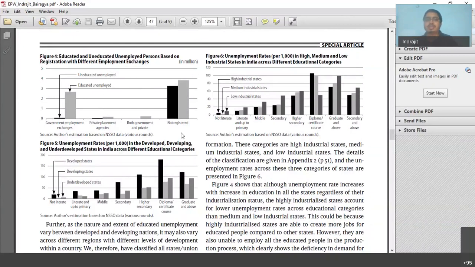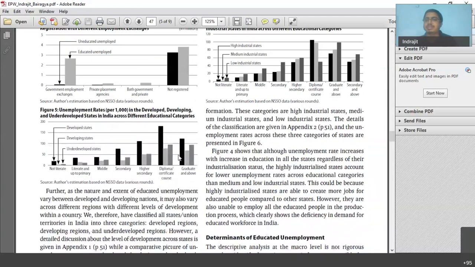employer and employees. But still, after registering, a large number of people remain unemployed. So the effectiveness of this system is also questionable. Then again, as I said, we have data across states. State is a variable there, so we can club the states and segregate them.